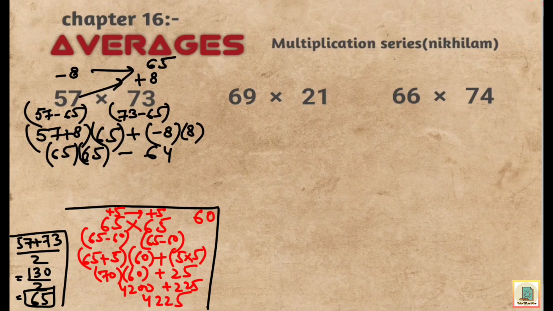So here 65 multiplied by 65, we get 4225, and minus 64. So the final answer is 4161.